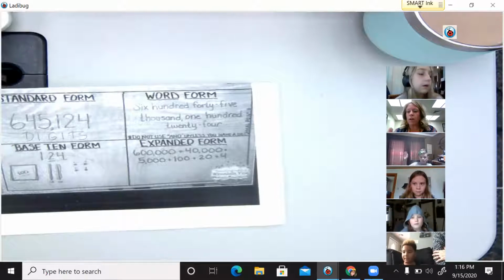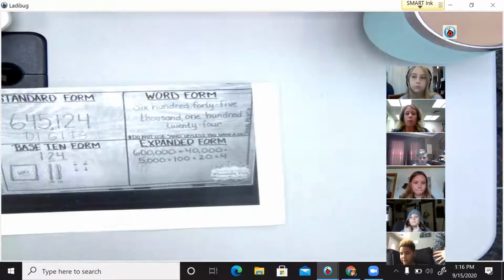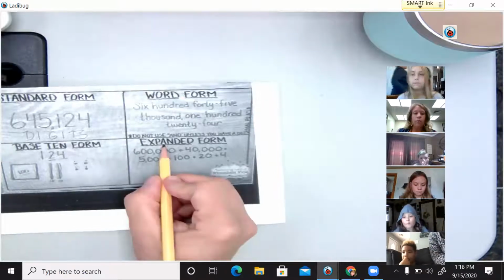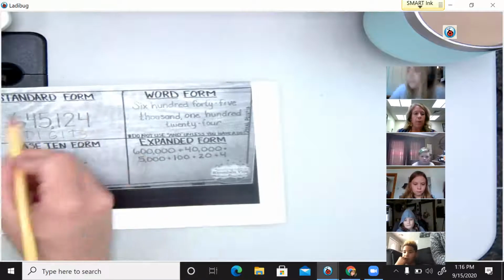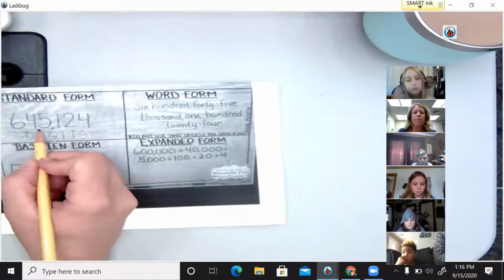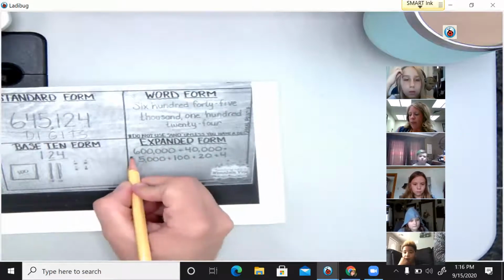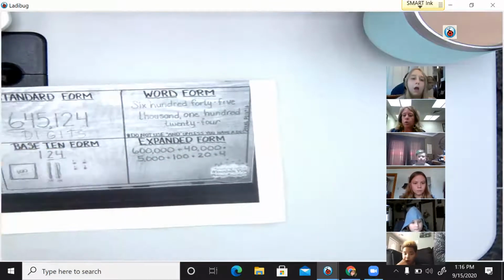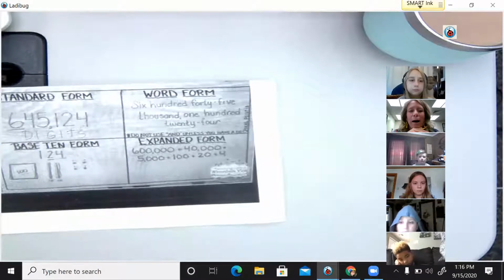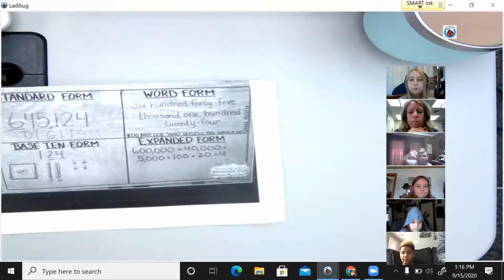Olivia? Stretching out long. Trace, go ahead, what did you say? Stretching out long. Good, stretching it out, pulling it apart. So when you're using the expanded form, you're taking this number and you're pulling it apart by something very special. Right here we have the number 600,000. That's matching up with this 6. So who knows what we break it up by when you're using expanded form? Go ahead, Peyton. You're expanding it by columns.